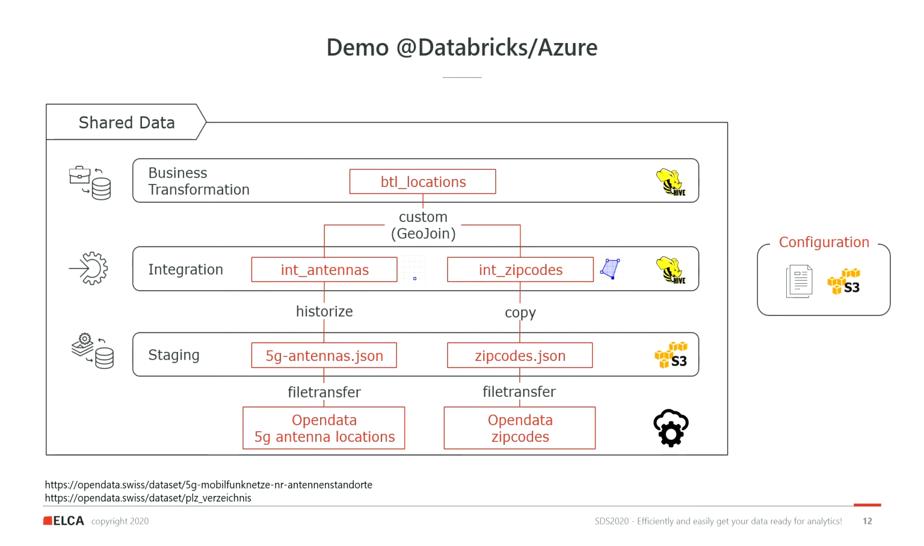And the historize action is automatically historizing our data in the integration layer. And you can also see that for the business transformation layer, we have a custom transformation, because that's a little bit more complex. We need to join the data of these geographic locations of the antennas, and we want to know in which zip code and in which canton these antennas actually stand in. Yes, and with that, let's switch over to the demo.